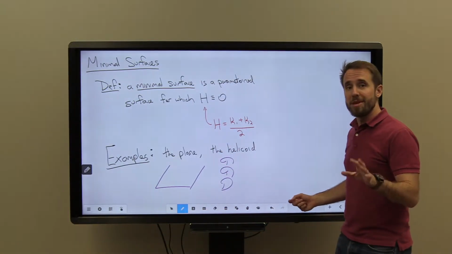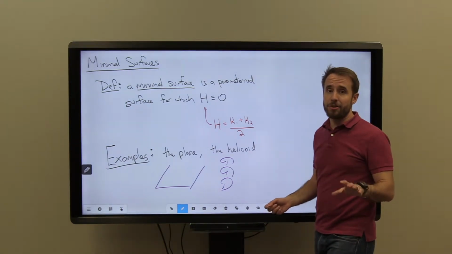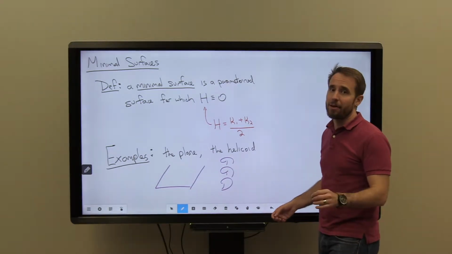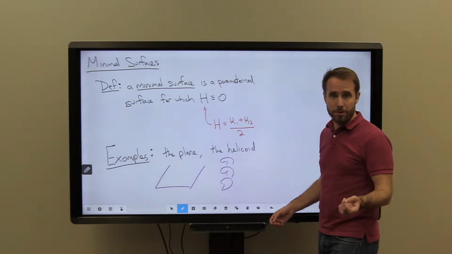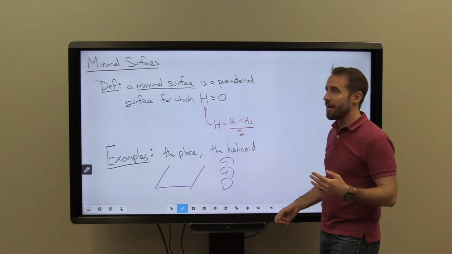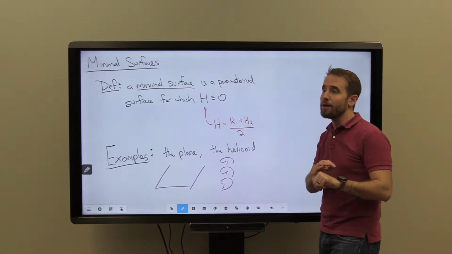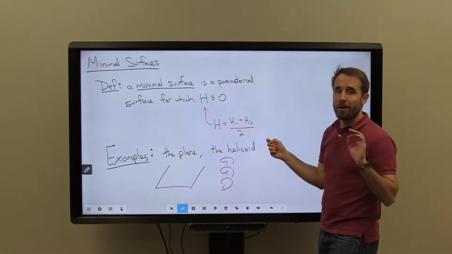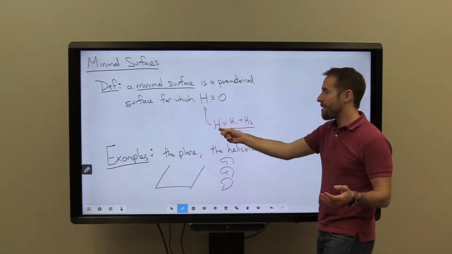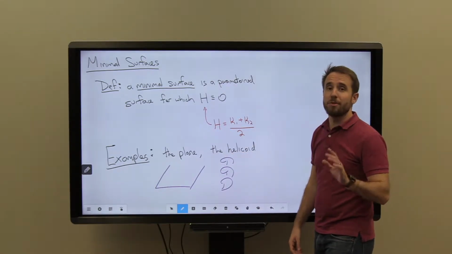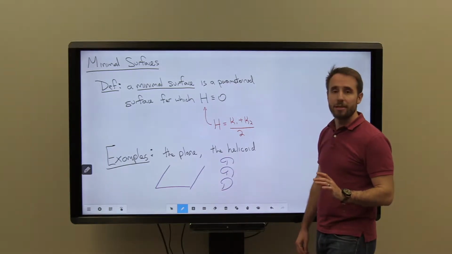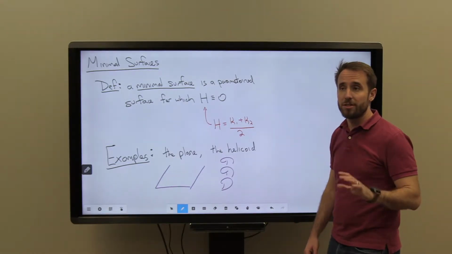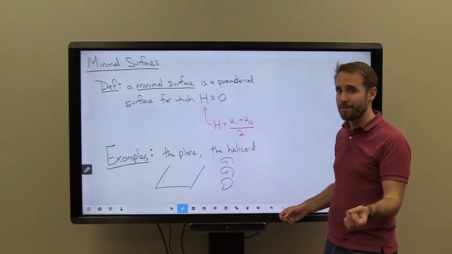So as a reminder, our mean curvature is literally going to be the average of our two principal curvatures. So at any point on our surface, we can calculate different measurements of normal curvature, and we can calculate the two principal curvatures, kappa 1 and kappa 2. At that point, we can take the average of these to get our mean curvature, which we denote with a capital H. And so a minimal surface is going to be a surface that is parametrized in such a way that the mean curvature is equal to 0 everywhere and at every point.